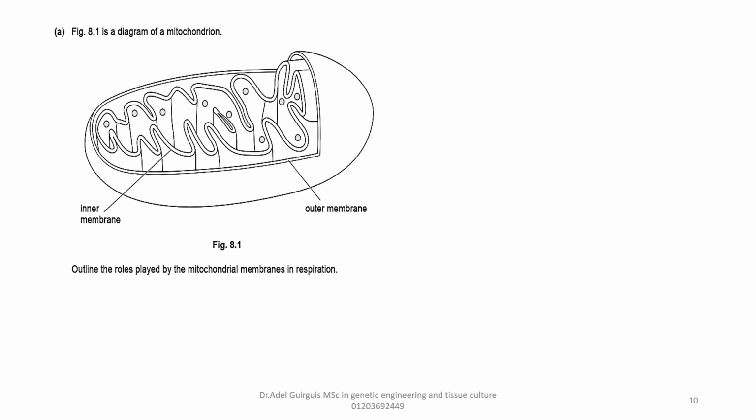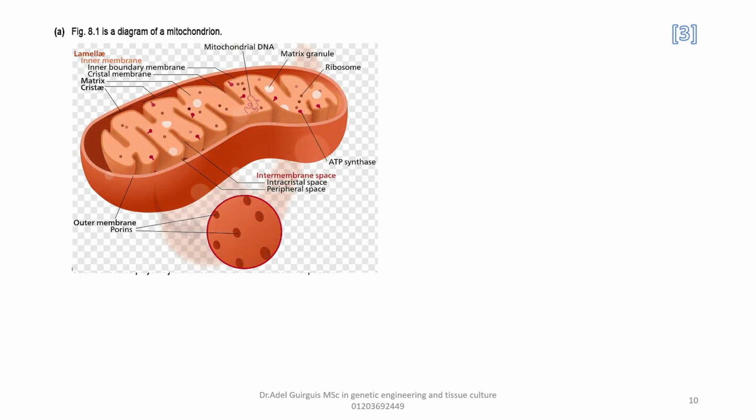May June 24, question 8. Letter A, figure 8.1 is a diagram of a mitochondrion, where the outer membrane and infolding inner membrane outline the roles played by the mitochondrial membranes in respiration. What are the roles of mitochondrial membranes in respiration? Okay, with 3 marks. Okay, look please. Here the outer membrane carries a lot of pores surrounded by porins. Porins, this type of protein, are found on the outer membrane of mitochondria.